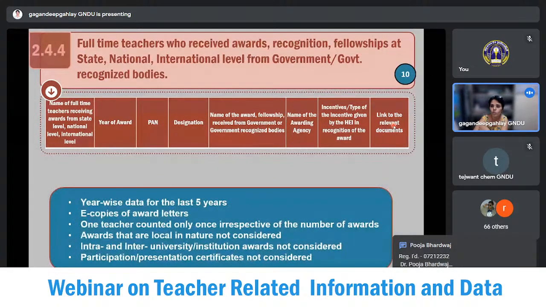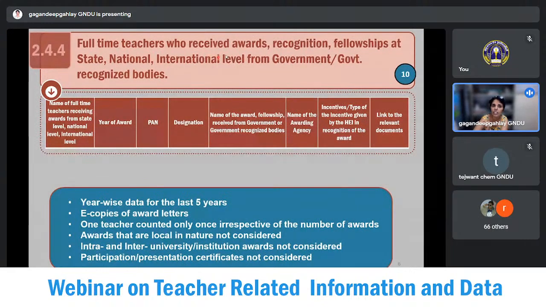So, and what are the proofs in this case? The proofs in this case are going to be the e-copies of the award letters. Also, another thing which is very important here is that it is possible that there may be one teacher who has been awarded more than one fellowships or awards, but NAAC is only going to count them as one. So one teacher is counted only once, irrespective of the number of awards which are given.